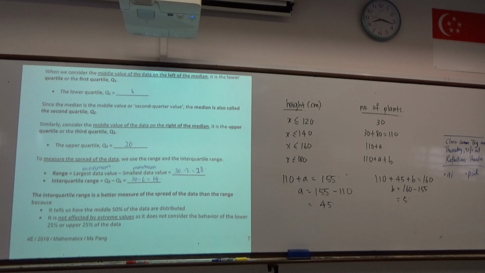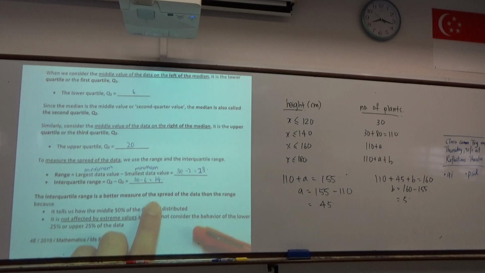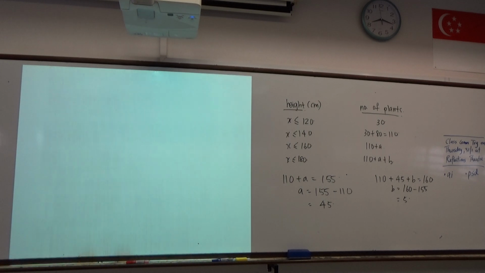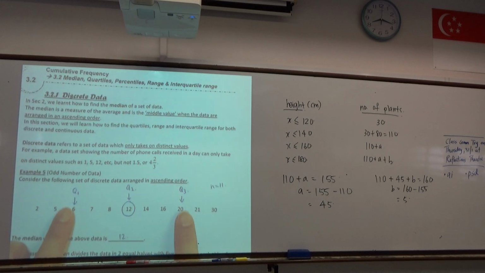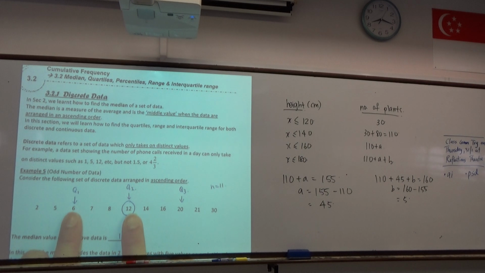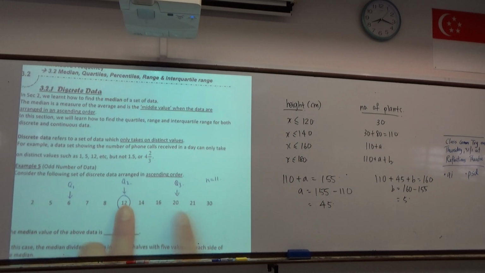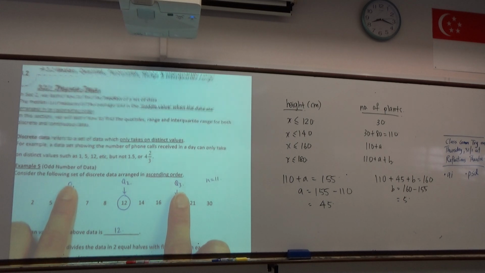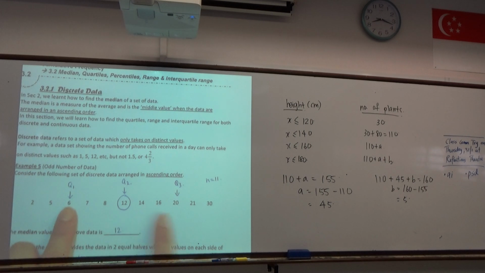So what exactly is the interquartile range? The interquartile range is a measure of spread of the data, that is the middle 50%, because we're only looking at this part over here. This is the bottom 25%, second 25%, third 25%, and then the fourth 25%. So the interquartile range only considers the upper quartile minus the lower quartile. So we're only looking at the spread of the values in the middle 50%.